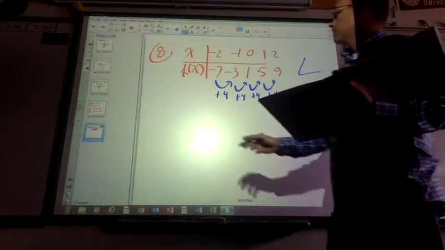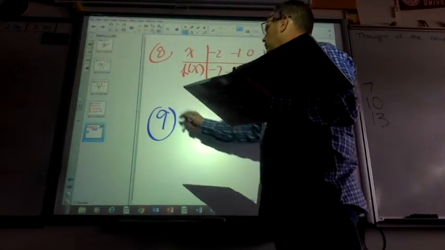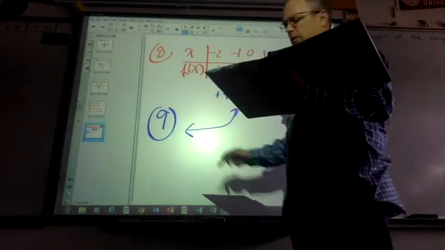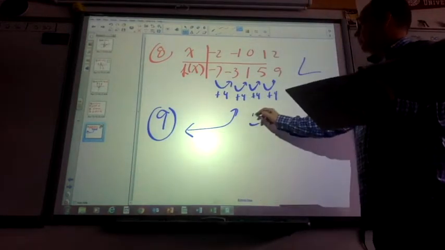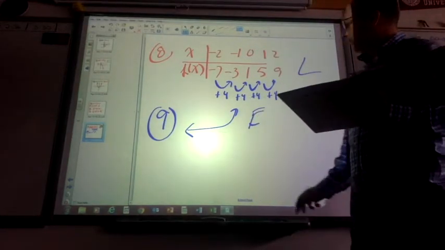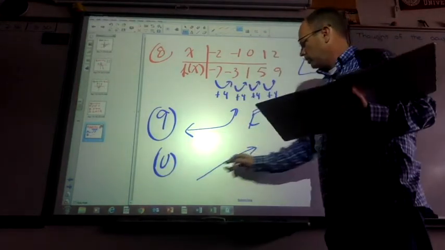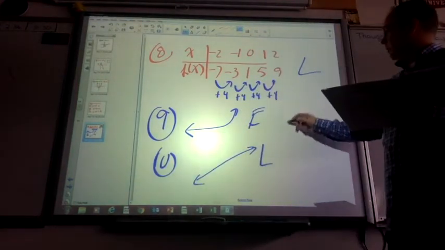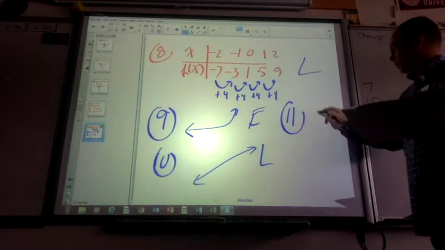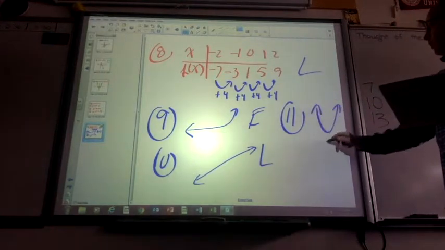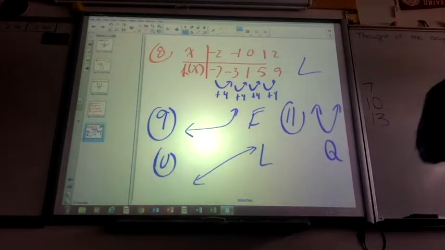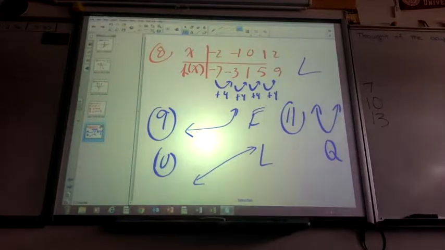Number 9. We have a graph that looks like this. Exponential. Good. Okay, exponential. 10. You have a graph that looks like this. Linear. Number 11. You have a graph that looks like this. Quadratic. Any questions on any of those? You. Okay.